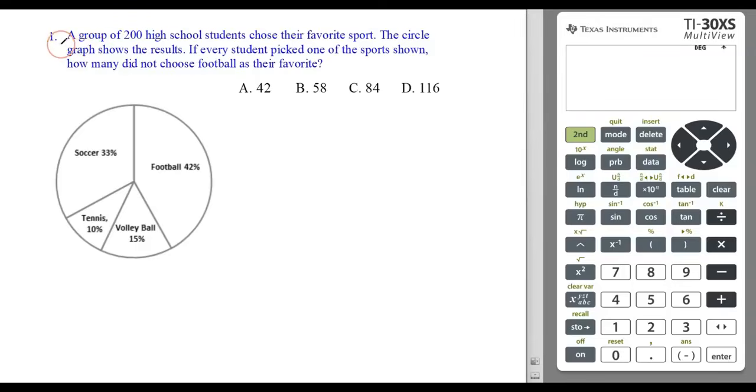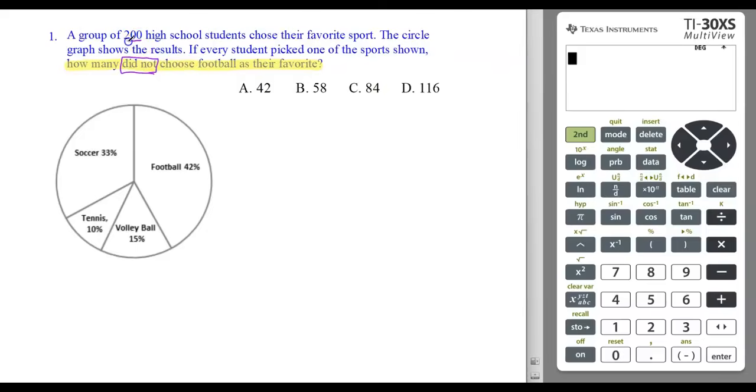Question number 1. A group of 200 high school students chose their favorite sport. The circle graph shows the results. If every student picked one of the sports shown, how many did not choose football as their favorite? Highlight the final question. And note it's asking how many did not choose football as their favorite sport.